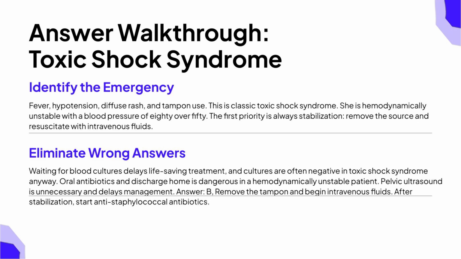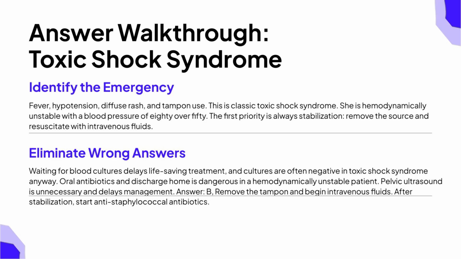Let us walk through this answer. The stem gives us the classic toxic shock syndrome presentation: high fever, hypotension, diffuse erythematous rash, and tampon use in a menstruating teenager. She is hemodynamically unstable with a blood pressure of 80/50. In any unstable patient, your first move is always stabilization. For toxic shock syndrome specifically, that means removing the source, which is the tampon, and starting aggressive intravenous fluid resuscitation.